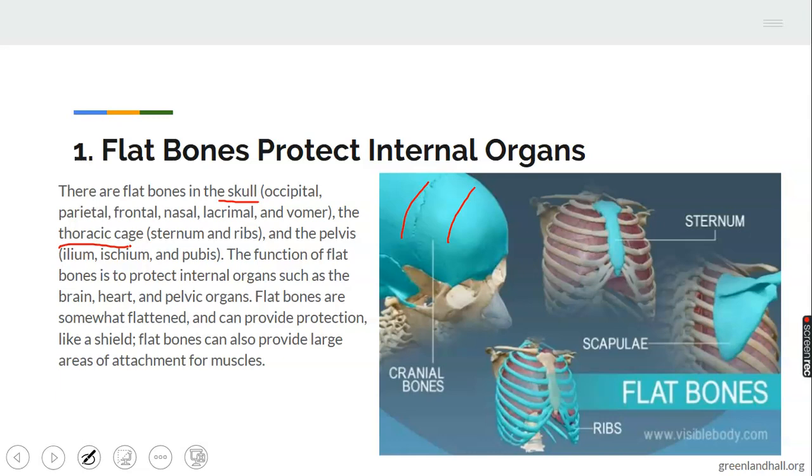Now, what do these flat bones do? They protect internal organs such as the brain, the heart, and the pelvic organs. They are somewhat flattened, and they can provide protection like a shield. They also help the muscles to attach. You can see them here. These are all flat bones.